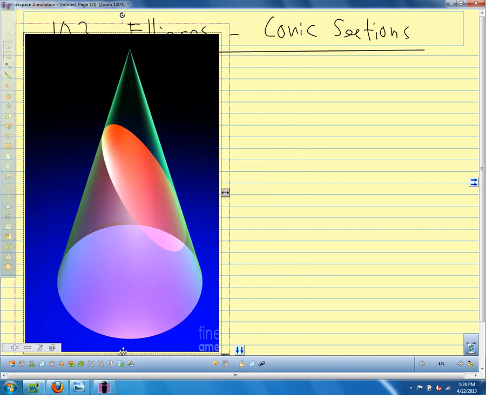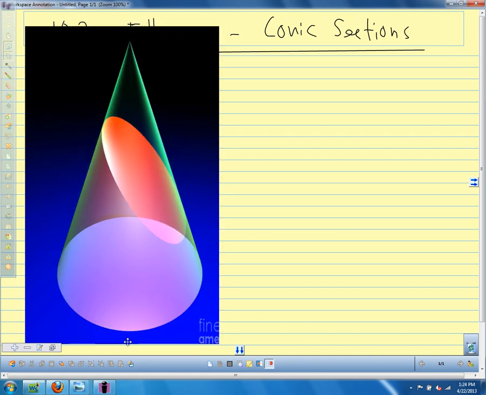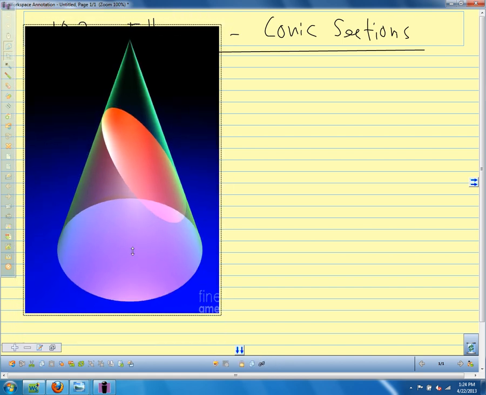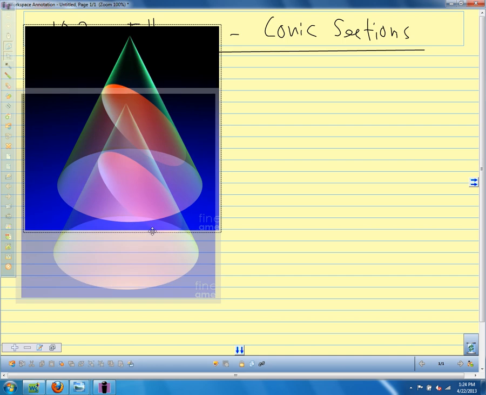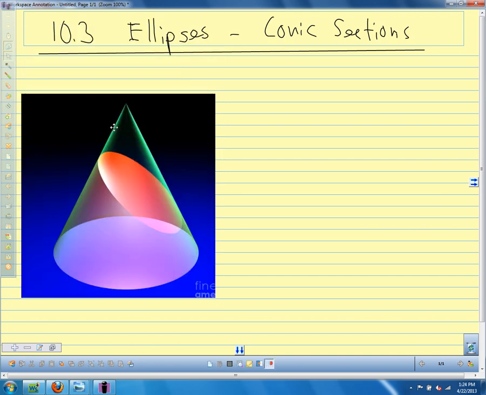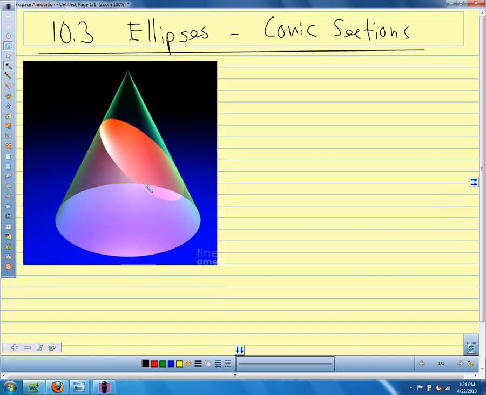So if we slice a cone and it goes through both sides of the cone at an angle, the shape we get is an ellipse. An ellipse is kind of like a stretched out circle. So if I slice this cone at an angle and it goes through both sides of the cone, I get an ellipse. So that's why we call the ellipse a conic section, because it's a piece of a cone.